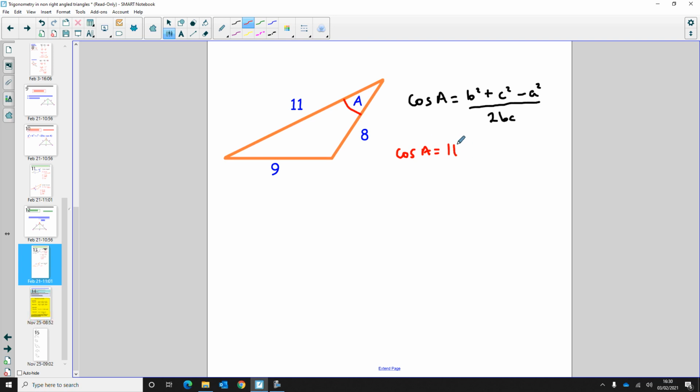So it's going to be 11 squared plus 8 squared. And the A is going to be opposite the angle A. So that's going to be minus 9 squared, and then all over 2 times 11 times 8. So let's work out those parts. So the top part, 11 squared plus 8 squared minus 9 squared is 104.